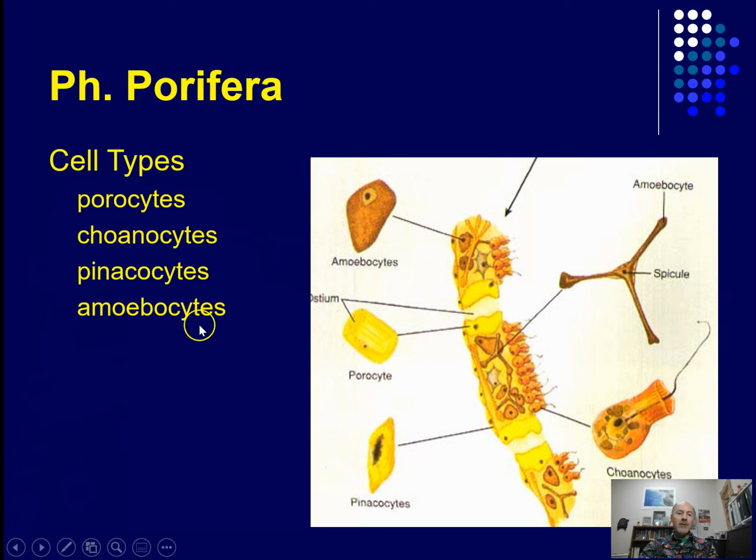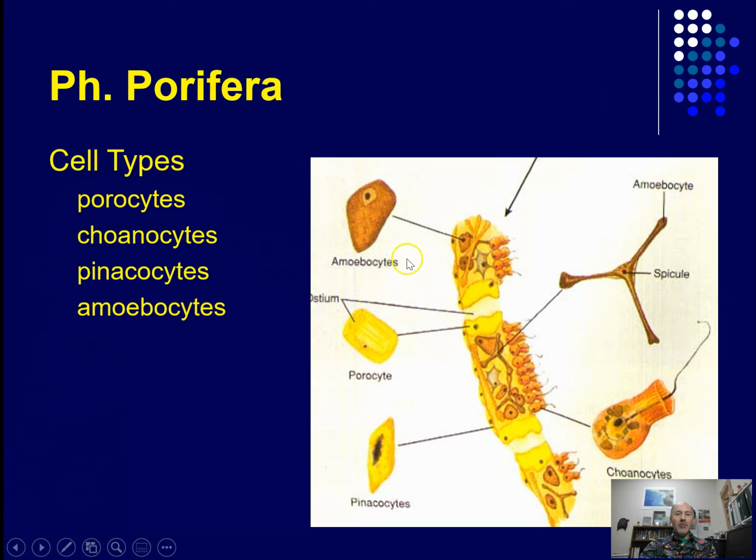The final cell type are cells called amoebocytes, and they really do live up to their name, because that's like amoebas, right? Remember looking at amoebas last week, those cells that ooze around creating pseudopodia. They don't have a defined cell shape. Here we have just one drawing of an amoebocyte, but you can see other amoebocytes have slightly different shapes. So what do amoebocytes do?